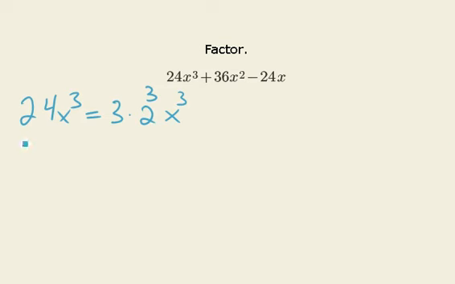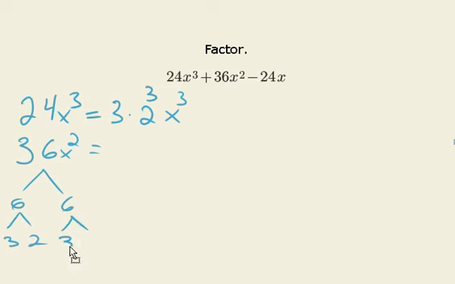The 36x squared, we can also look at its factors. Of course, 36 is 6 times 6, and 6 is 3 times 2, and 6 is 3 times 2. So there's two 3's, so 3 squared. There's two 2's, so 2 squared. And then there's also an x squared.